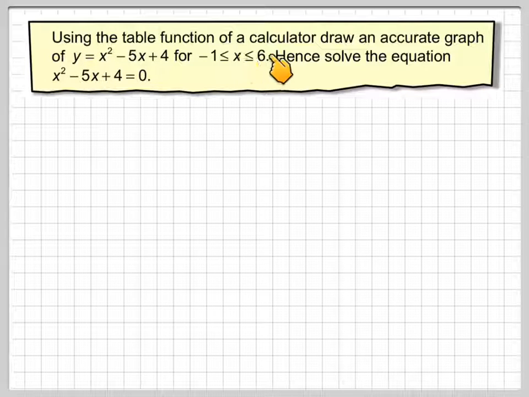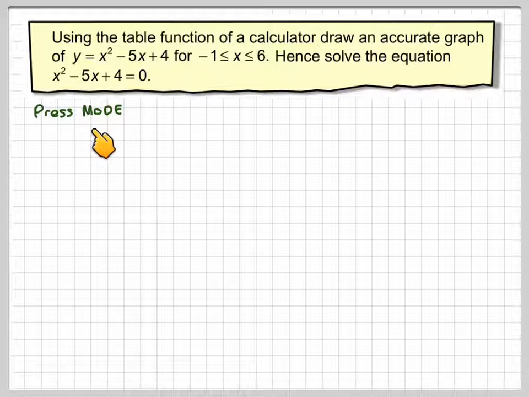Using the table function of the calculator, draw an accurate graph of y is equal to x squared minus 5x plus 4 for x being between minus 1 and 6. Hence, solve the equation x squared minus 5x plus 4 is equal to 0.